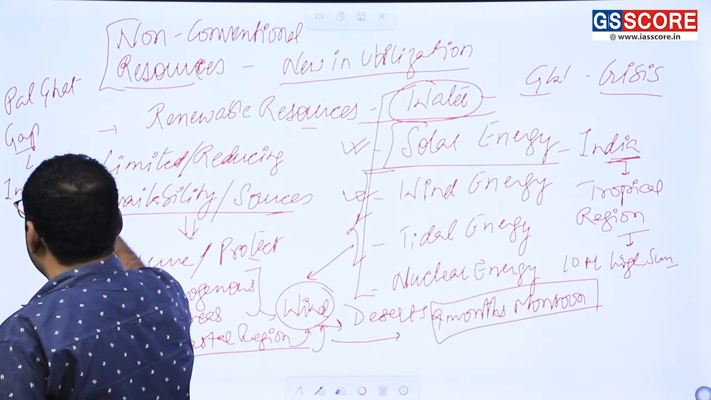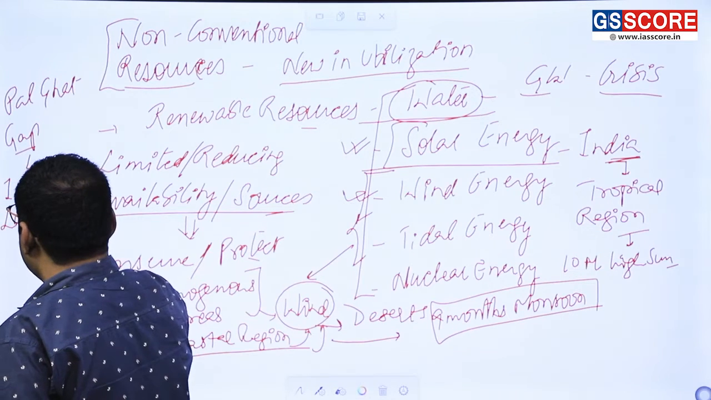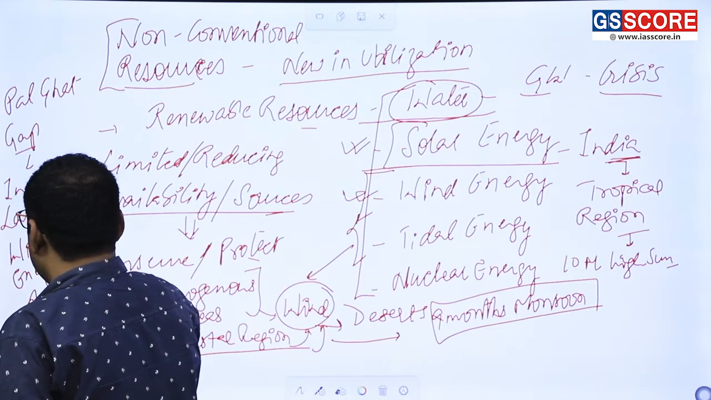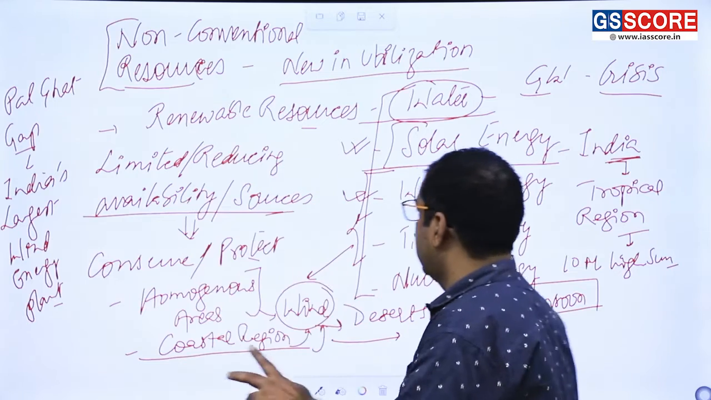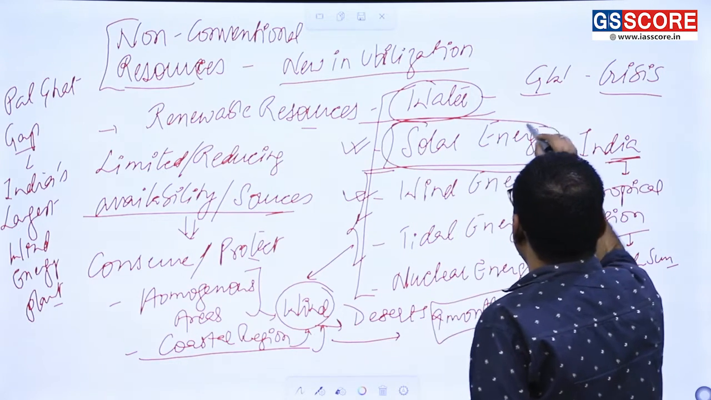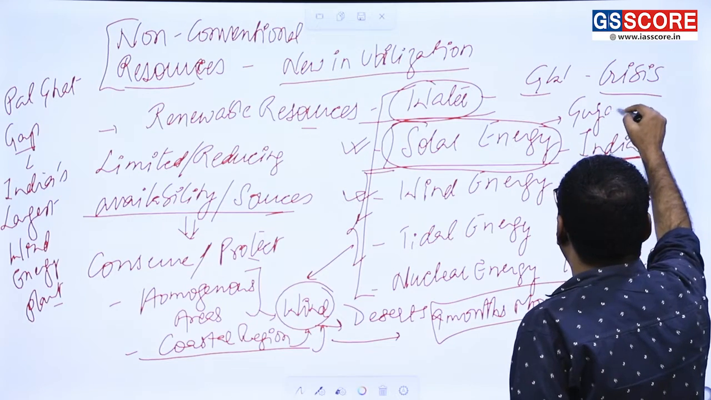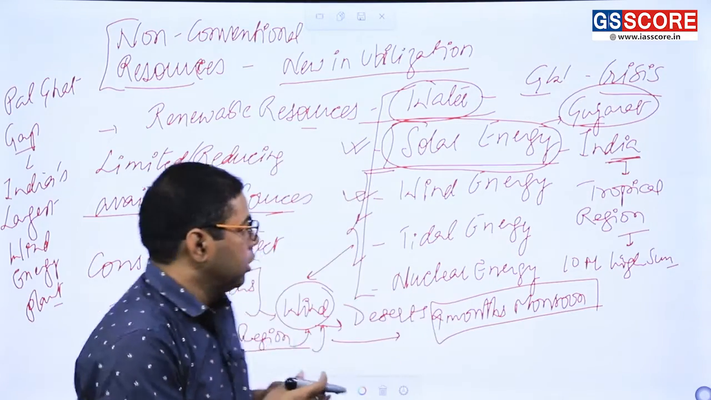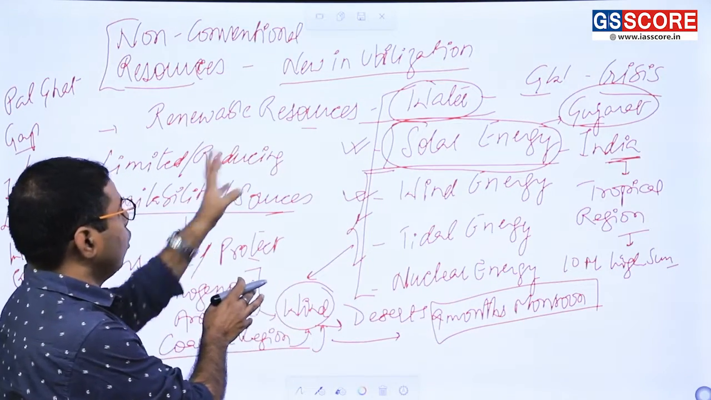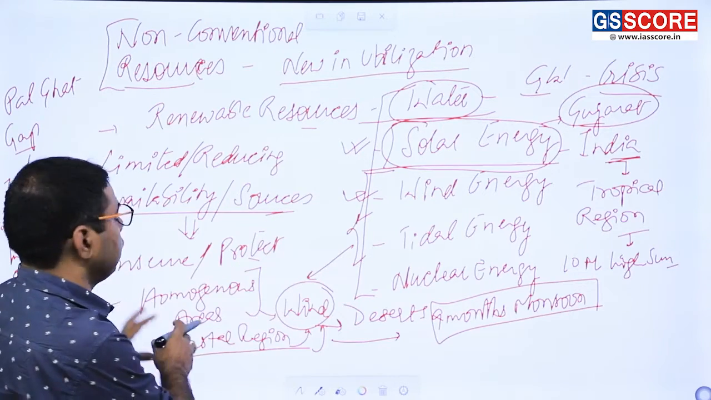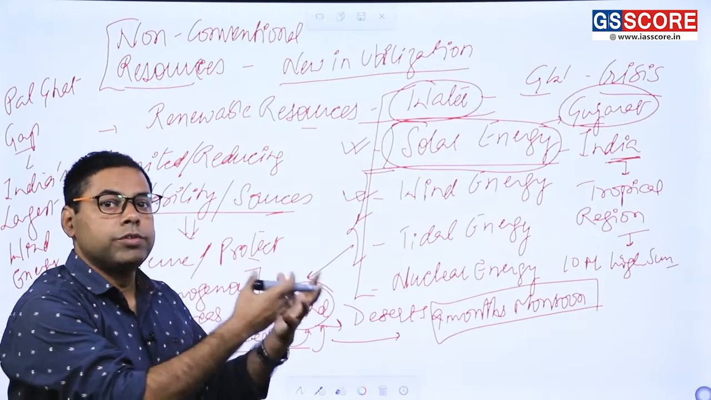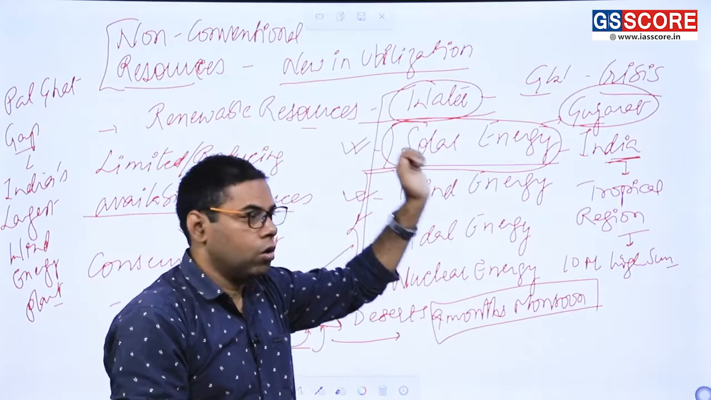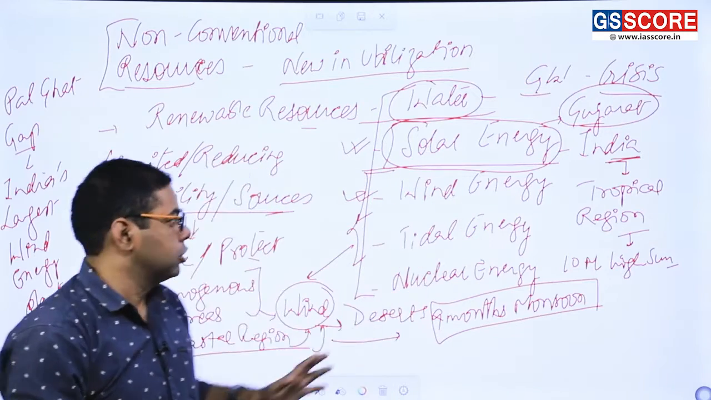There in the Palghat Gap, India's largest wind energy plant has been established. Similarly, in Gujarat, India's largest solar energy plant has been established. So we are focusing on the significance of non-conventional resources, as we have to protect our environment and focus on its conservation. So we ultimately have to switch over to these sources of energy, right?